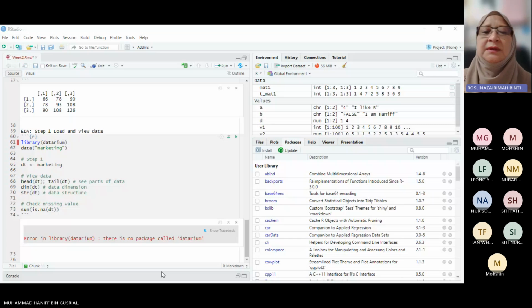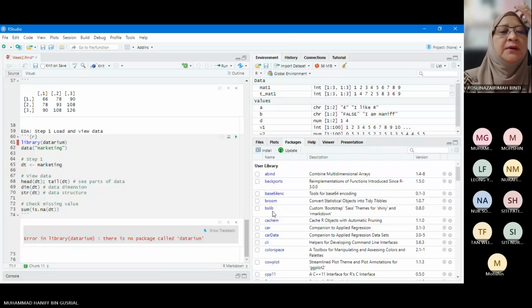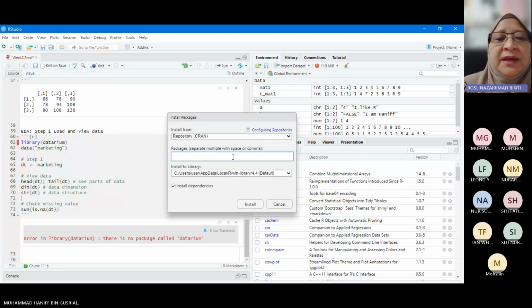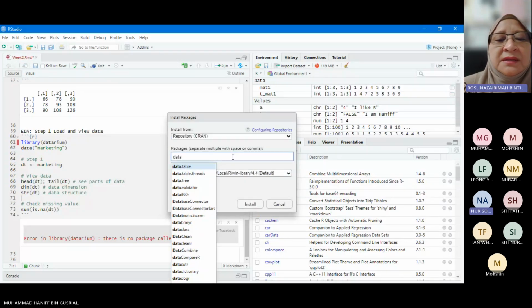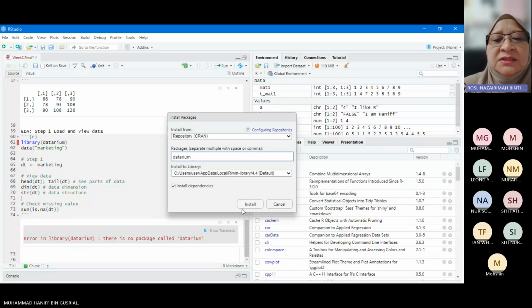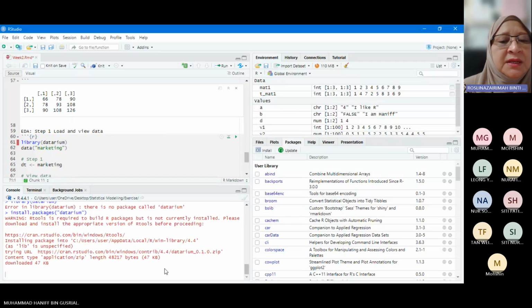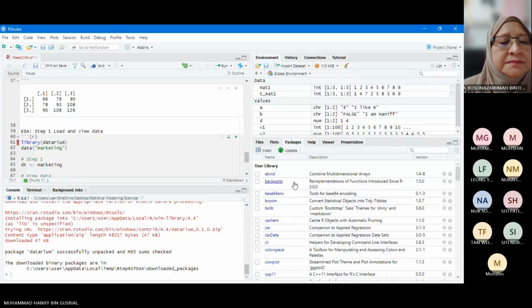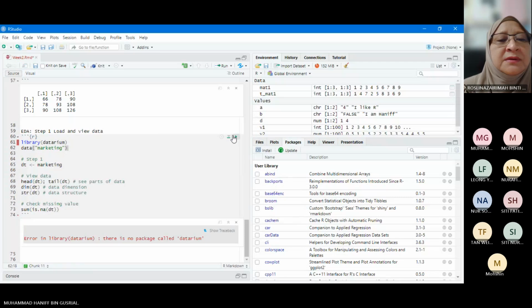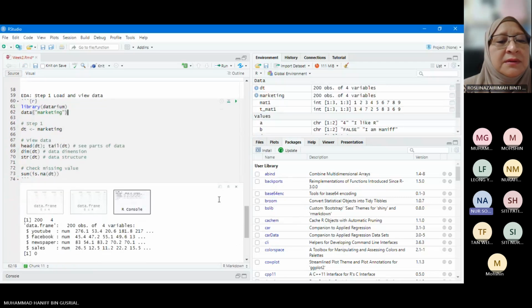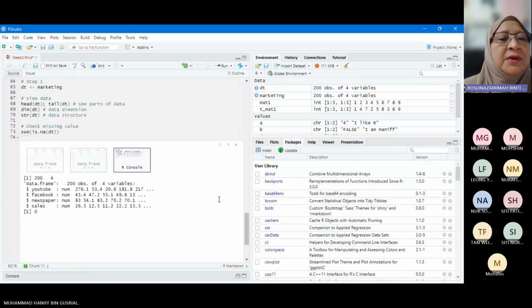Oh, Mr. Maksudul is not here today. Okay, good. So error in the library, there's no package called. Okay, good. Yeah, that's right. Good. Datarium. Okay, install. Okay, so biarkan dia dulu. Wait. Okay, then you go to library, run your code. Okay, good. You got it. Boleh?